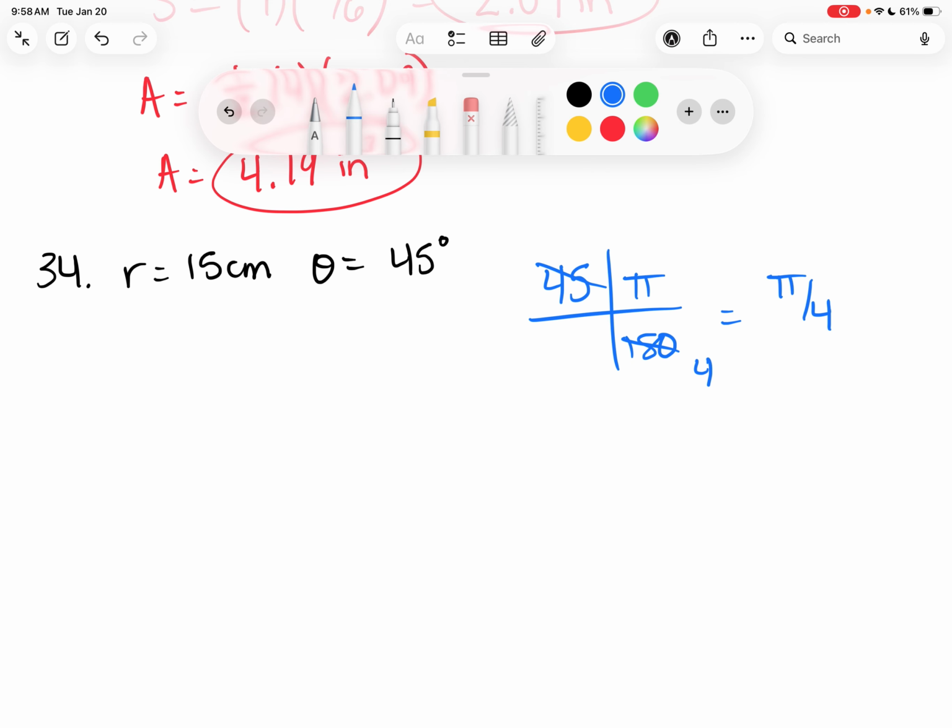Okay? So that's the value I have to use. If you use 45, your answer's going to be wrong, and it's going to crack me up. This is the mistake everybody makes, is they leave it in degrees. Do not do that. Be the class that makes me happy. S equals r theta, so 15 times pi over 4.